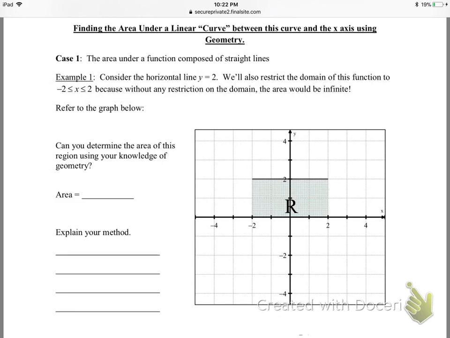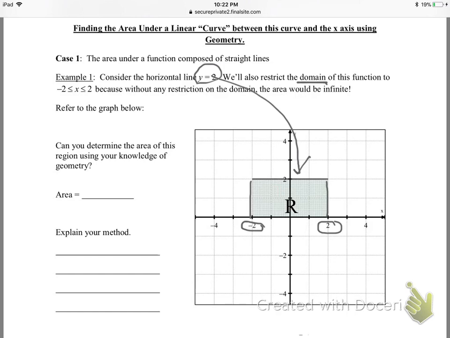We want to consider the horizontal line y equals 2, so that's the line, and there it is right there. And we're going to restrict the domain of the function, those are the x values, to -2 to 2. So here's -2, here's 2, and we want to figure out the area of this region using your knowledge of just basic geometry. So what we're going to do, we're going to look at this and we're going to say, oh, that's just a rectangle.